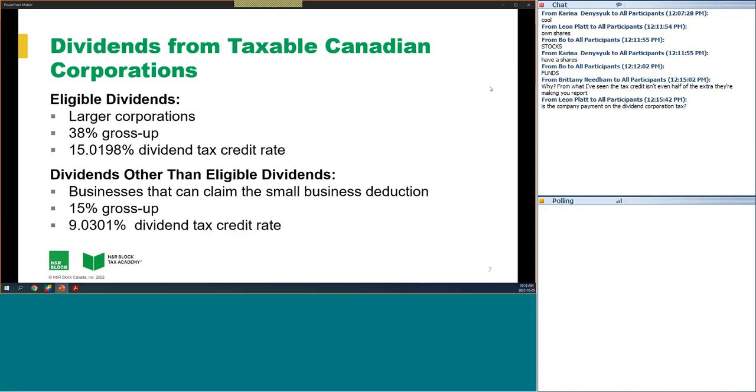Compared to other types of investment income, like interest income where we pay 100% tax on it, dividends are a very valuable way to get money and not pay full tax on it. And Leon, is the company payment of the dividend corporation tax? Yes, the company will pay corporation tax, and they pay tax before they issue dividends. So dividends are after-tax dollars for companies.